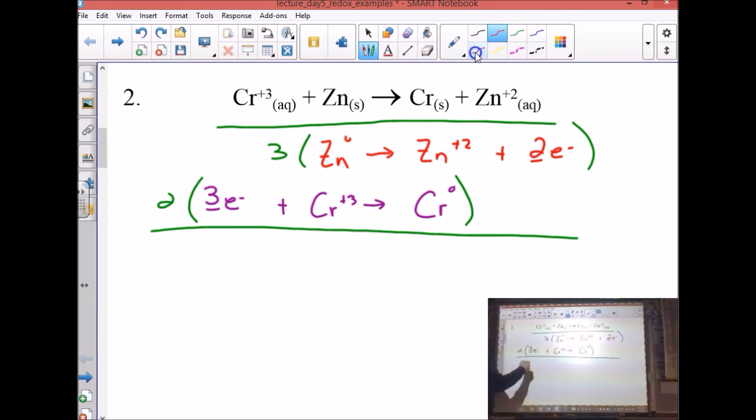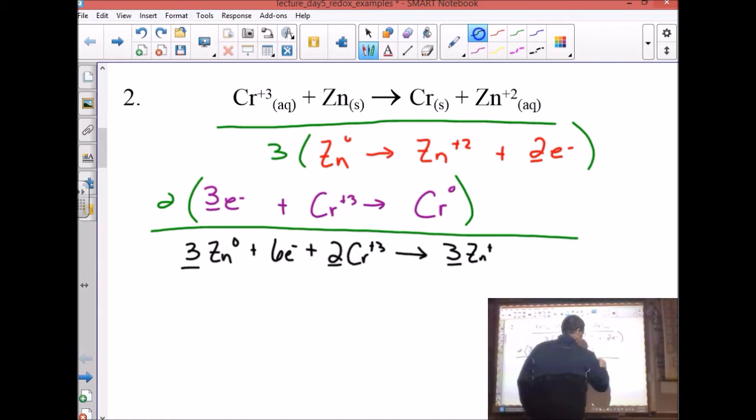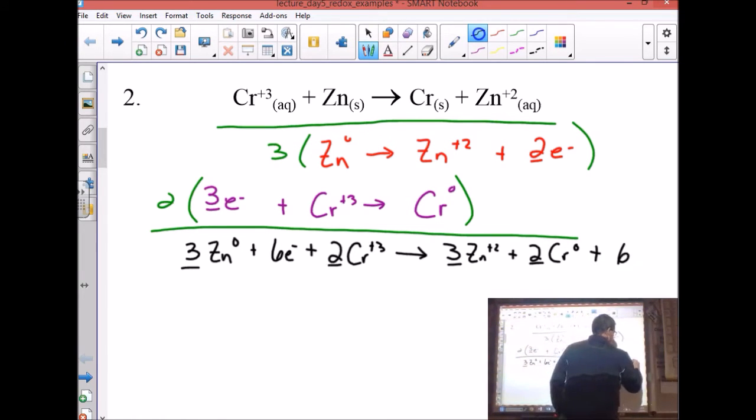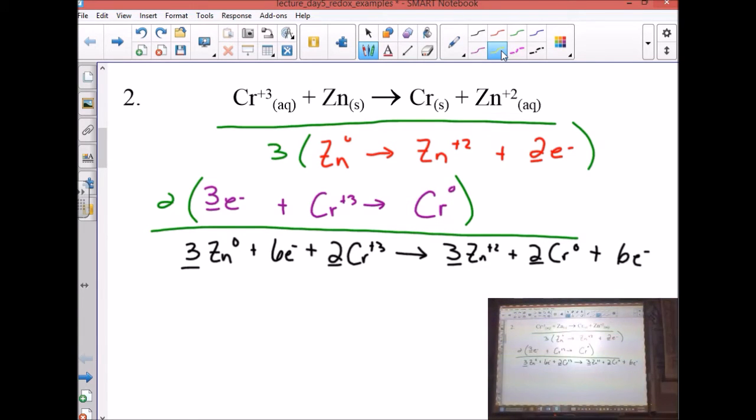And if you need to rewrite it, not a problem. So 3 zinc with no charge plus 6 electrons plus 2 chromium plus 3 makes 3 zinc plus 2 plus 2 chromium, no charge. And how many electrons on this side? Very good. So what happens to the electrons? Get them out. They're the same.